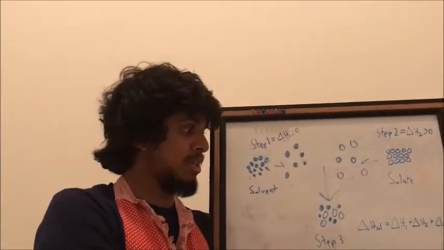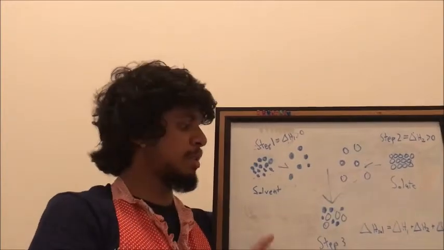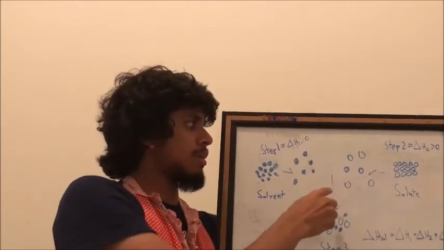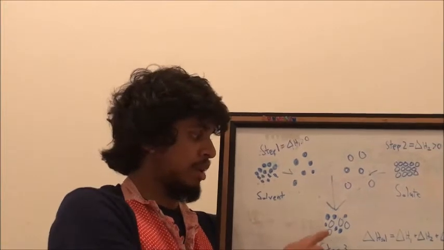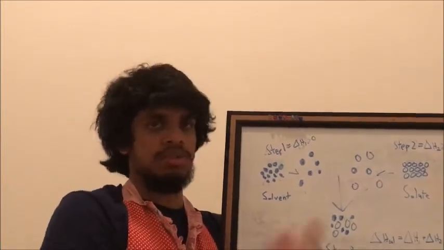Delta H of solution is equal to the summation of delta H1, H2, and H3. Delta H1 and H2 are both positive because it requires energy to break the solvent-solvent bonds and the solute-solute bonds, causing delta H1 and H2 to be both positive. Delta H3 would be negative because the formation of bonds between the solvent and the solute molecules would release energy, causing delta H3 to be negative.